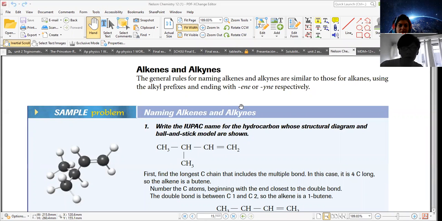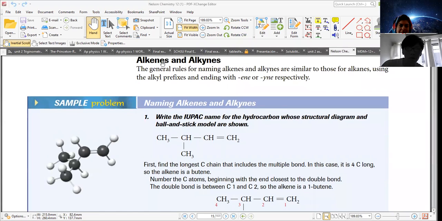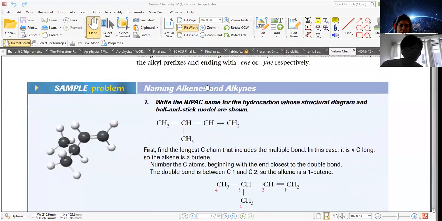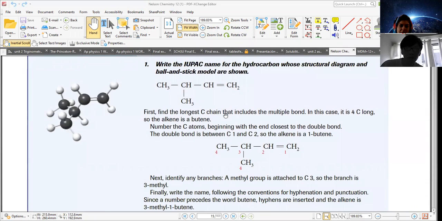Okay, alkenes and alkynes. Alkene is a double bond, alkyne is a triple bond. Just see the namings. Make sure when you have a double bond, the longest chain needs to include your double bond. And you start counting from the end that gives you the lowest number for the double bond. I need to count from here: 1, 2, 3, 4. I don't count from there because it will give me a higher number for my double bond.